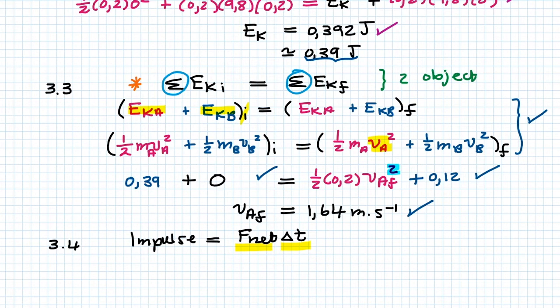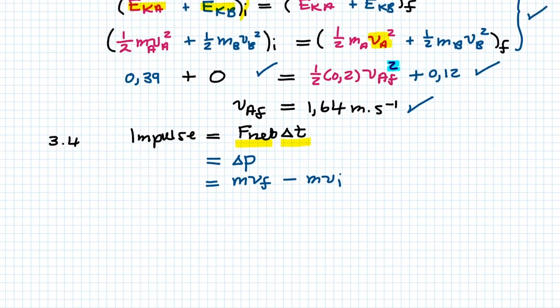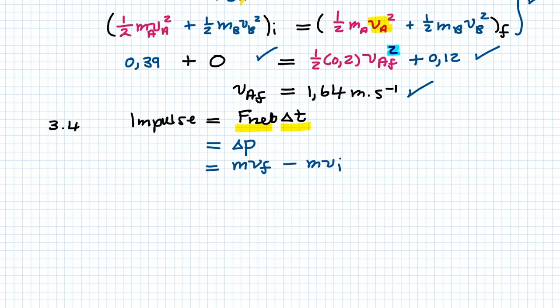But remember, we are very familiar with the impulse momentum theorem, which says that the impulse is also equal to an object's change in momentum. Remember that change in momentum is equal to mv final minus mv initial. And I'm writing down this formula exactly as it appears on the formula sheet. So we are performing this calculation for ball A. We know that ball A has a mass of 0.2. The final velocity we just calculated.